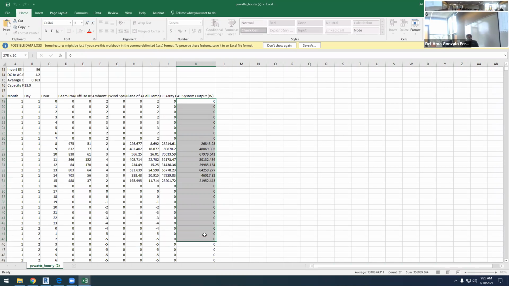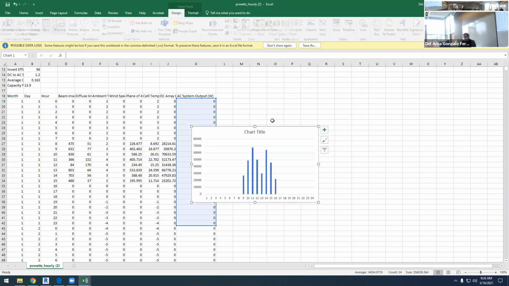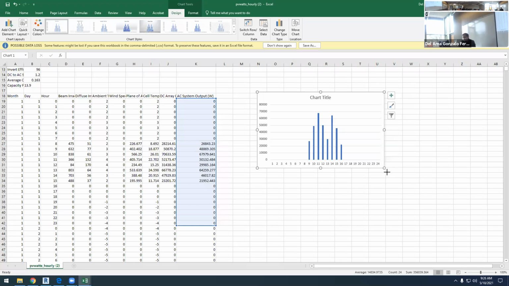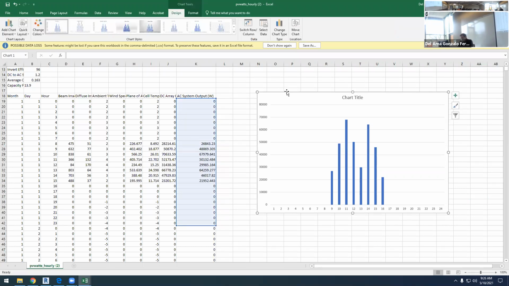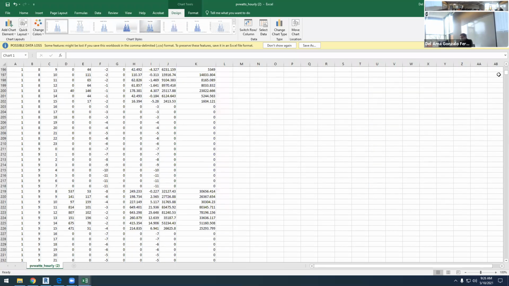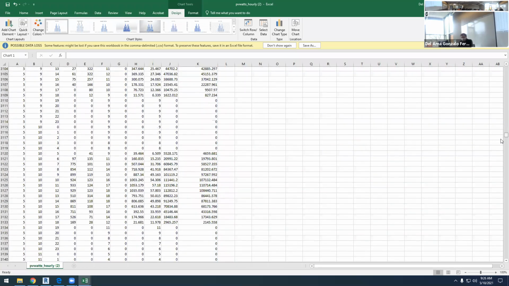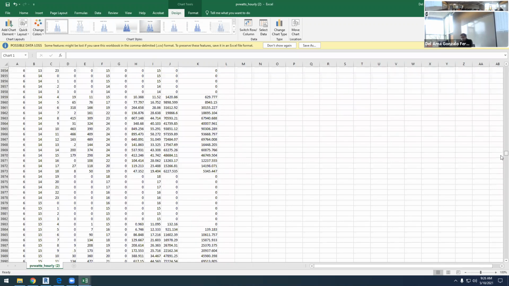Okay, so we have to go to the 23rd hour. And then we have to create, insert one of these charts, like this. And then we have to copy this one. We have to go to July, well, no need to copy. We're going to go to July the 1st.